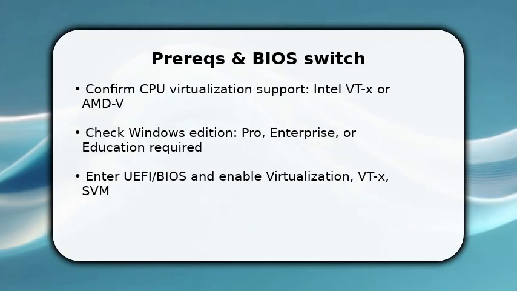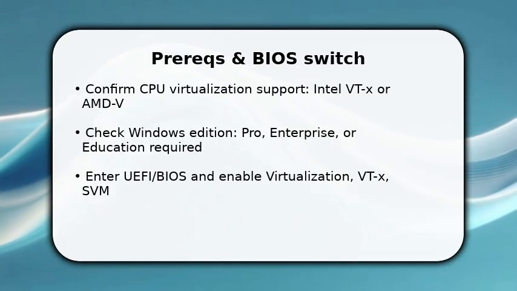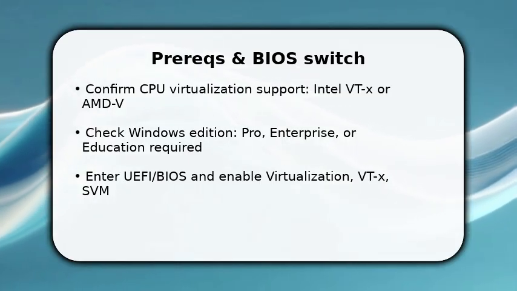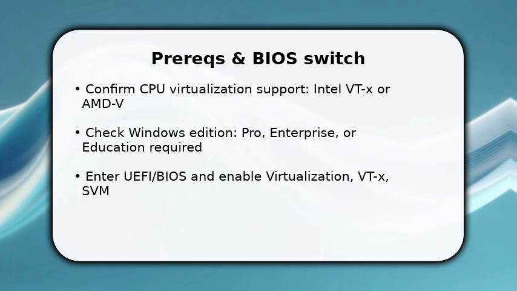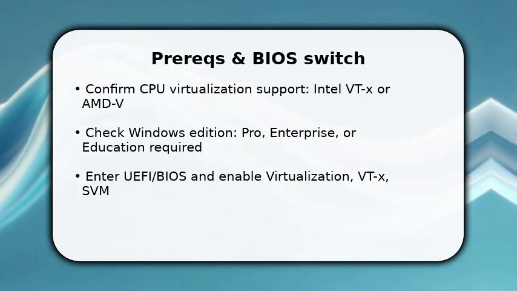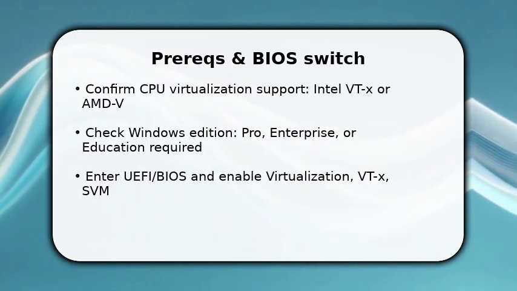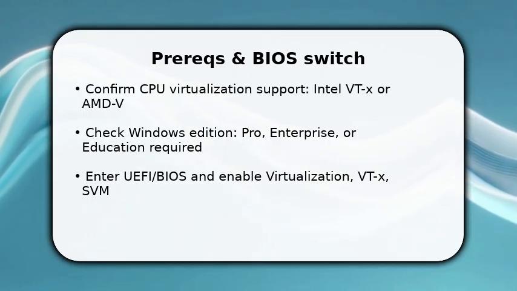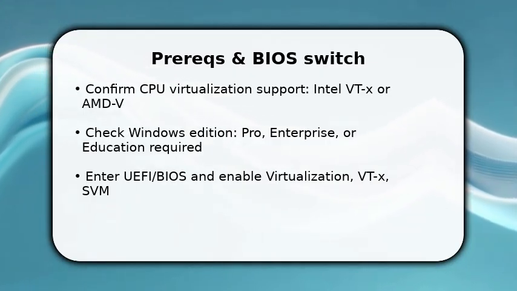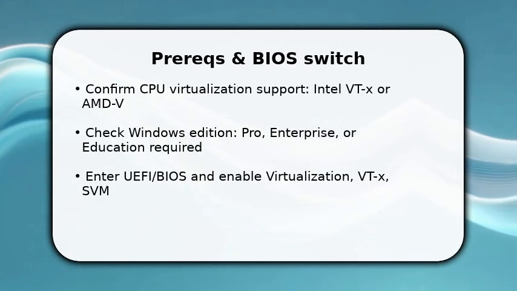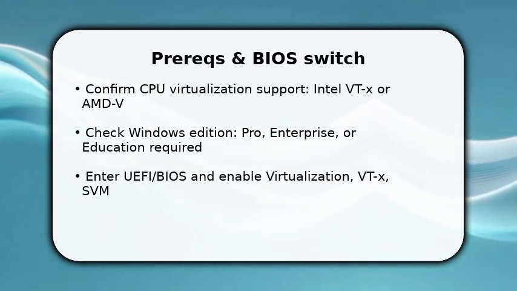You need 3 things right away: a CPU with VTX or AMD, a Pro/Enterprise/Education Windows build, and virtualization enabled in firmware. Reboot, press the motherboard key, then locate CPU or security settings and toggle virtualization to on. Once done, save and exit. Windows will restart. Make sure Secure Boot isn't blocking firmware changes.